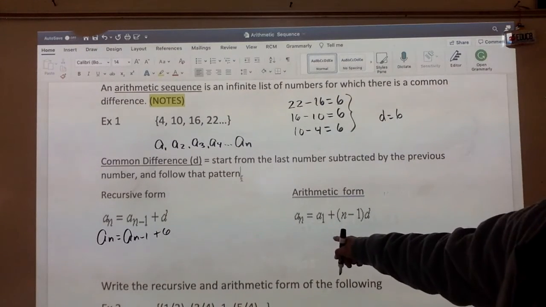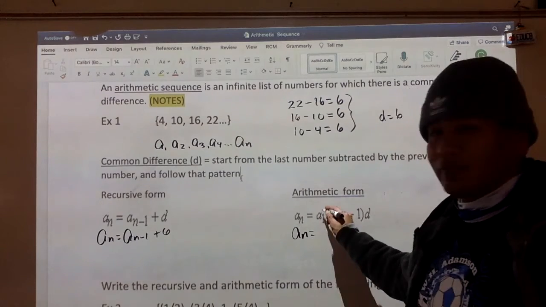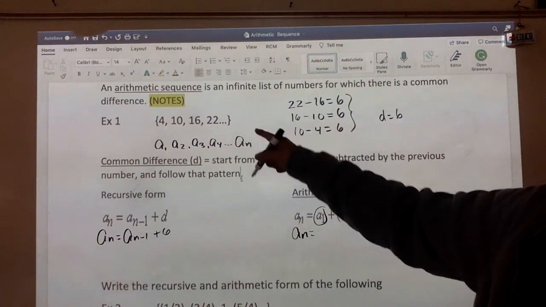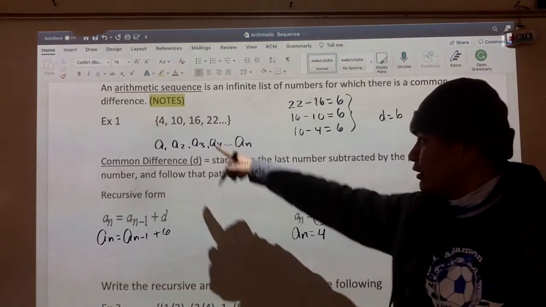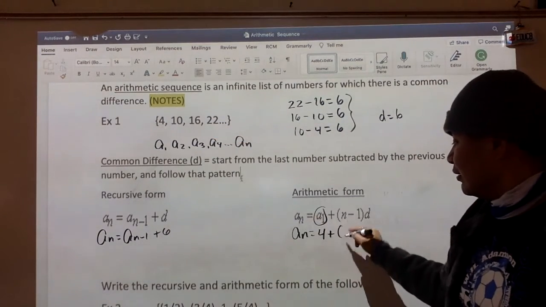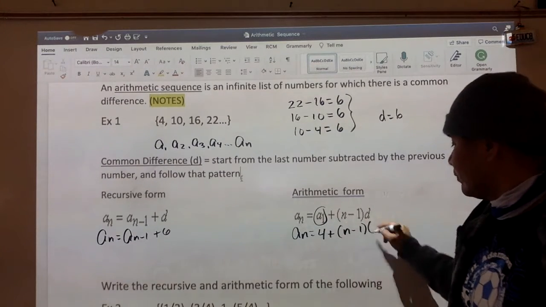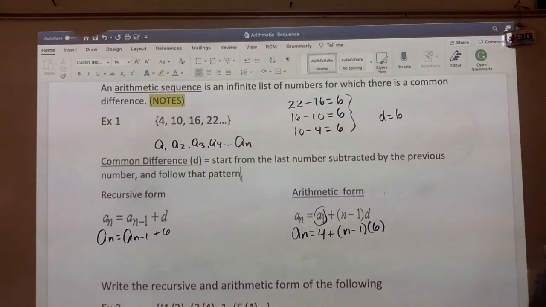Same thing with the arithmetic. I don't know what N equals. However, A1 is from my sequence, my first term. N, don't know what it is, leave it alone. My difference equals 6. For 1 through 5, this is how you do it. I need the recursive, I need the arithmetic. That's simple. You haven't solved anything.